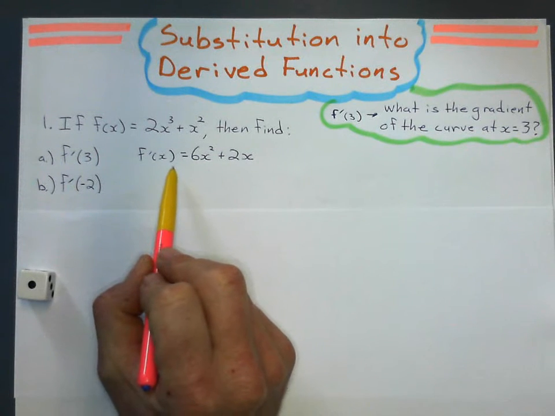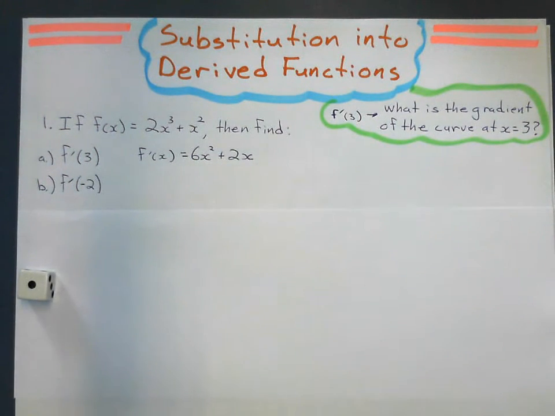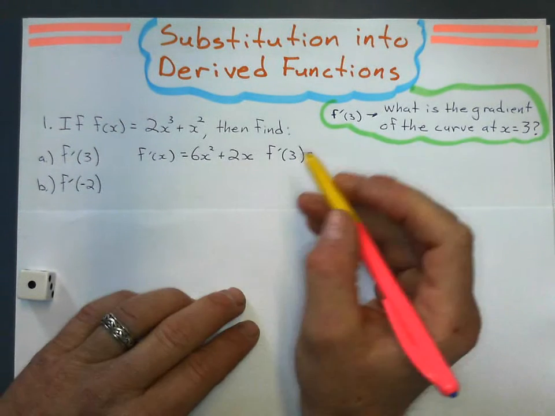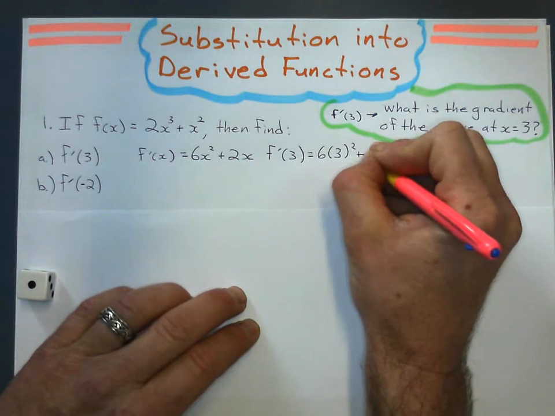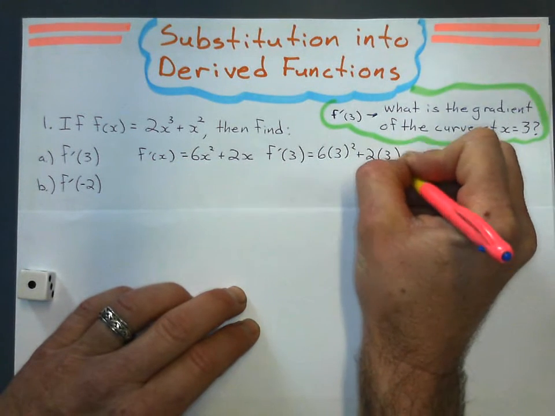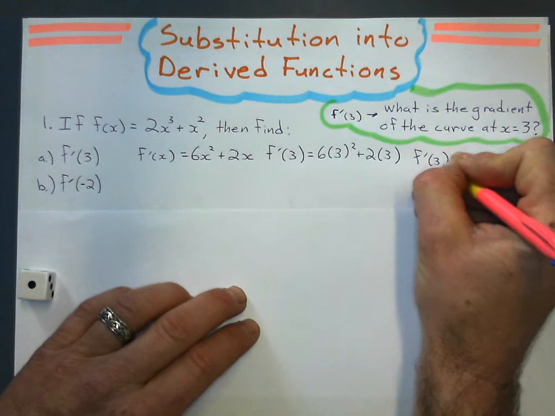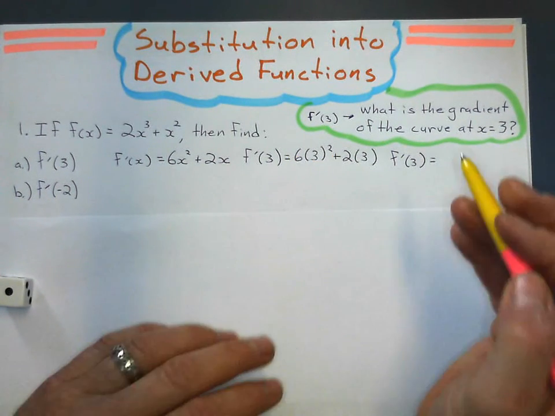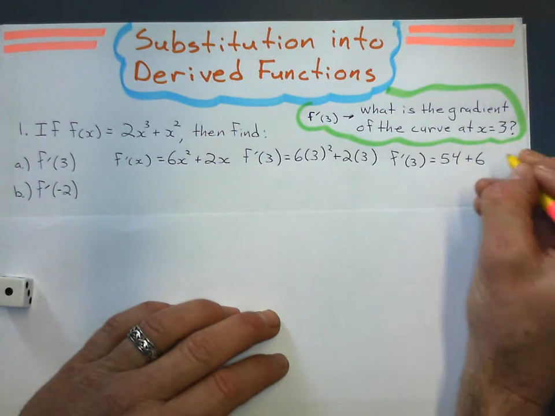Now what I do is I just substitute 3 in for x. And when I substitute 3 in for x, I substitute into the gradient function. 6 times 3 squared plus 2 times 3. And I get, 3 squared is 9. 9 times 6 is 54. And 54 plus 6 gives me 60.